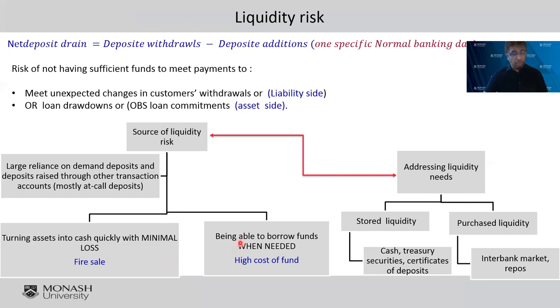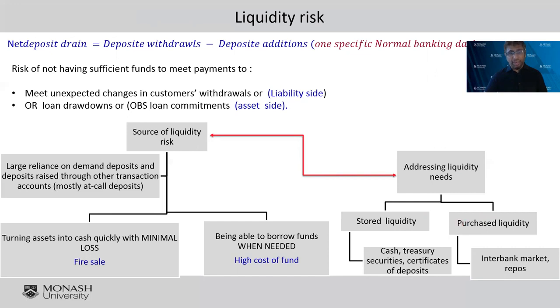Now, if you decide to use purchased liquidity and you want to borrow, and you are rushing under this stress of liquidity, usually you will have a high cost of funds, which means you will borrow at more than the market rate. So the first problem, you sell your asset for less than the market. And the second, you borrow at more than the market. So how to address liquidity? We said from stored liquidity or purchased liquidity.